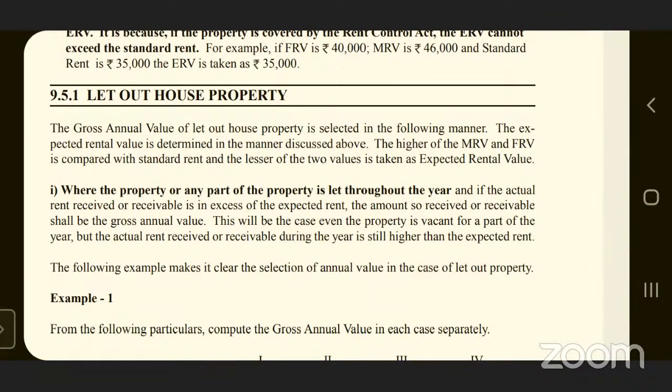In some situations, the whole property, meaning the whole building or a part of that building, is let out throughout the year. Sometimes a vacancy period may exist. So there is a distinction between computation of gross annual value when let out throughout the year and when there is a vacancy period. Let us see first the case of throughout the year.